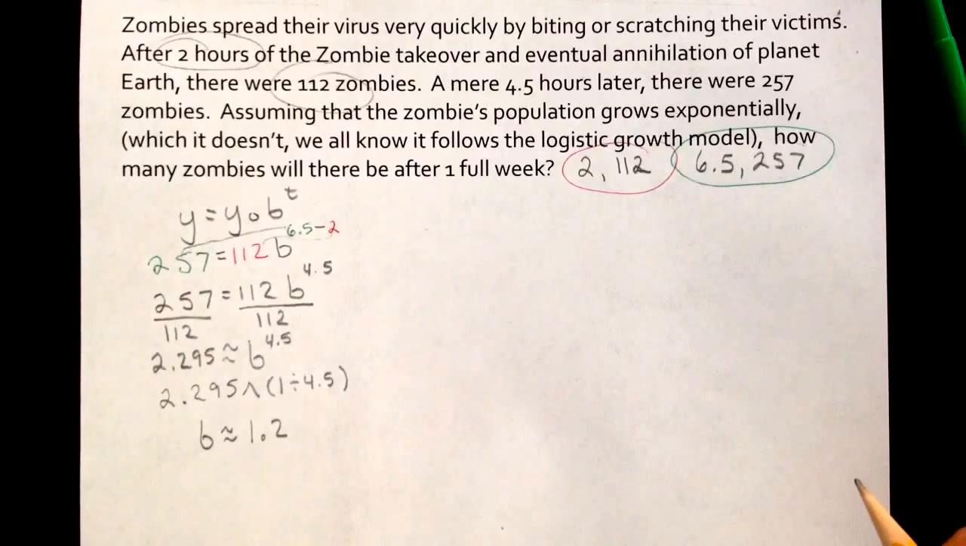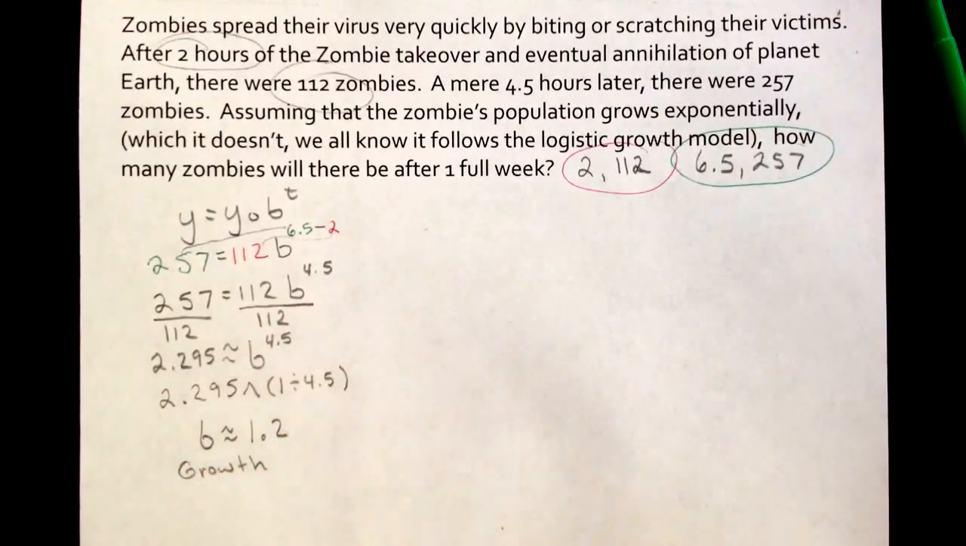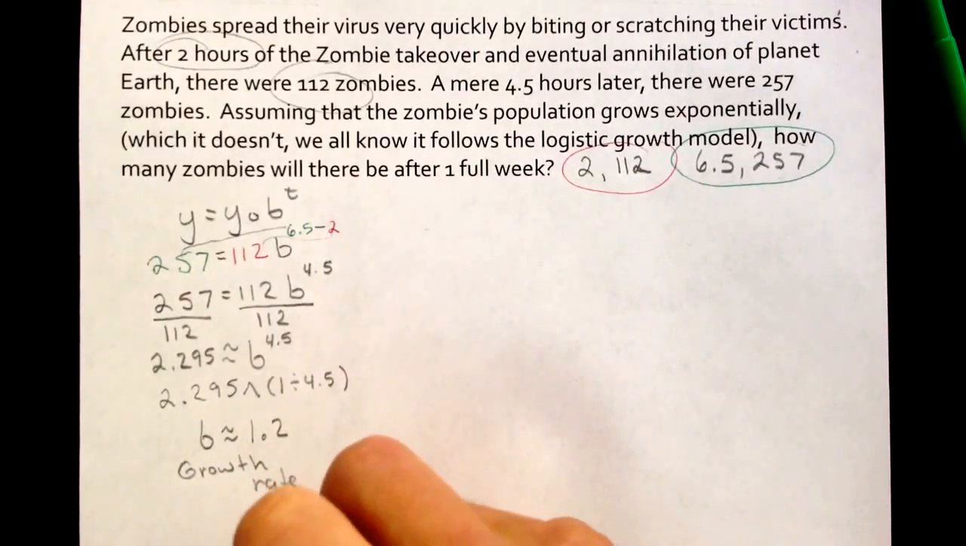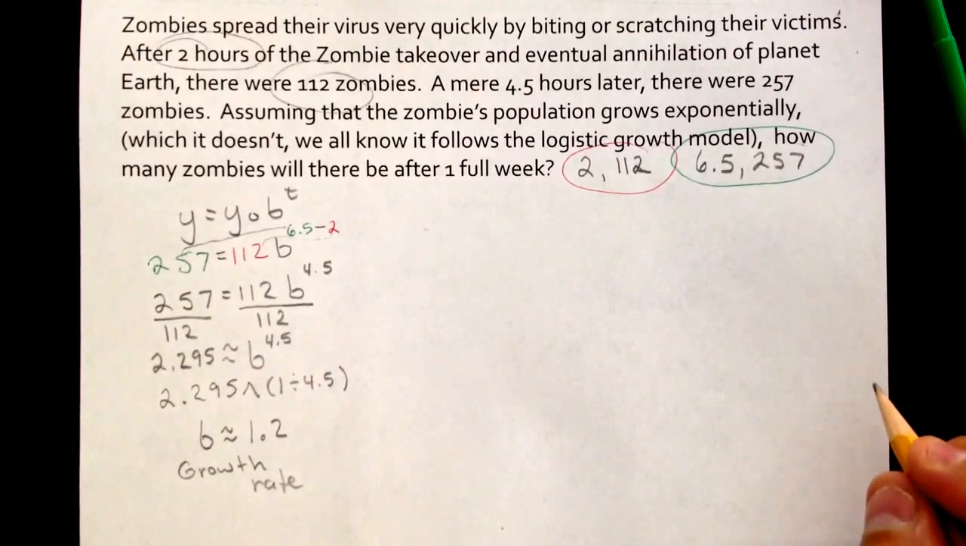Remember what that is now. b is the growth rate. So we use that to help us decide how fast something's growing. In this case, the zombie rate is growing at 1.2, or 120% per hour, which is pretty fast. Okay, the next step is to find y sub o, which we don't have.